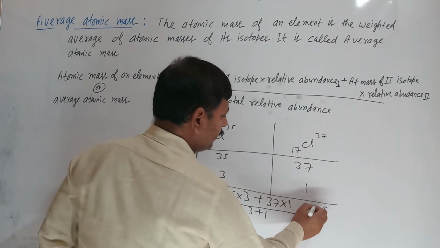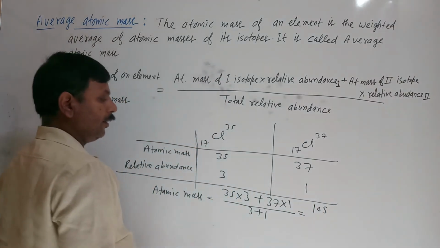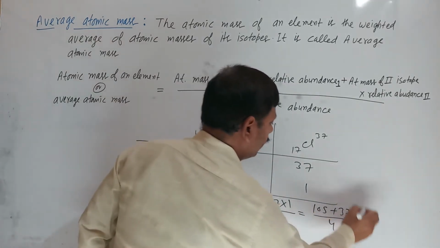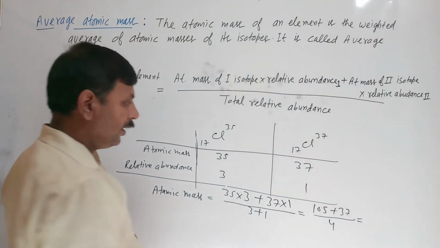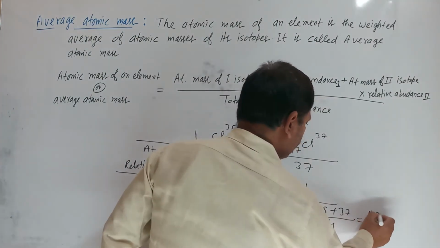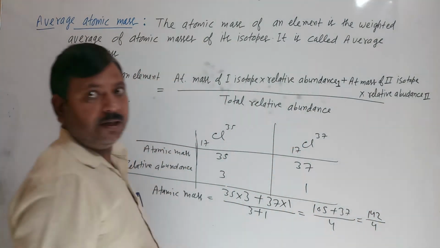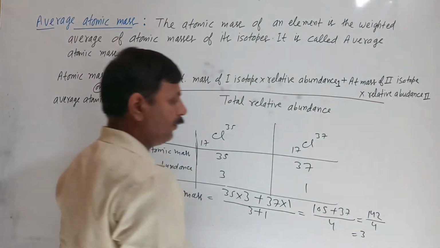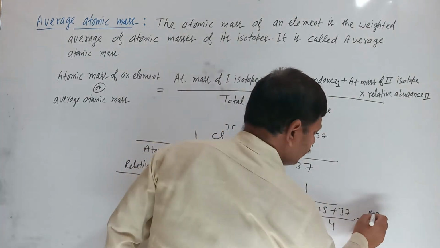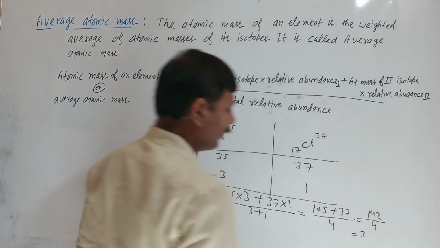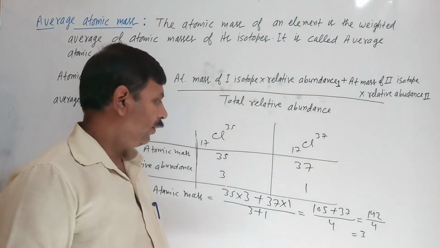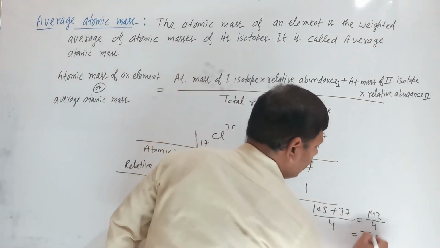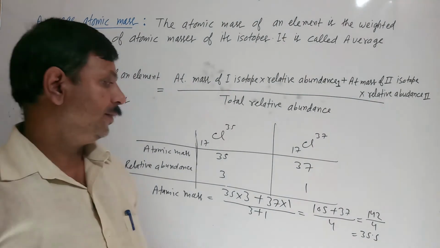3 fives are 15, 3 nines are 105, plus 37, upon 4. That is 142 upon 4. Dividing, 4 threes are 12, and so on. What will it come to, son? 35.5.